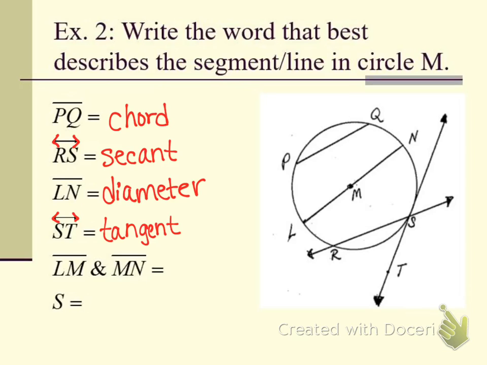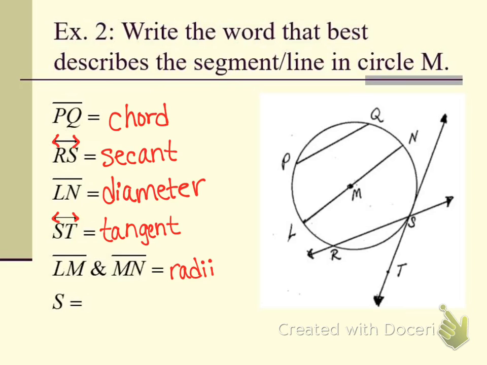Then we have LM and MN. Both of those are, well, there's more than one. Radii. Radii, if it's more than one, it's plural. There are two of them, it's radii.